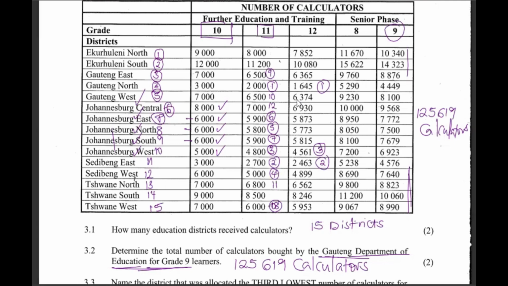Make it 12. From 7,000, we only have one 7,000. From 7,000, we go straight to 8,000, making it number 12. And here we have number, sorry, this is 13. Then we have 14, eventually we have 15.